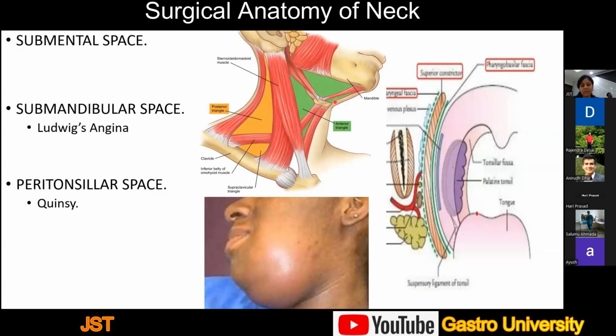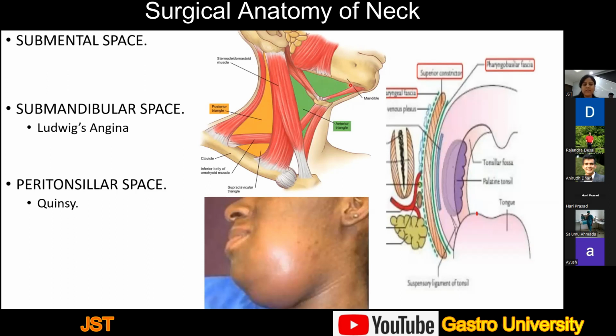So this is the submental space, which is in the submental triangle, which has the mylohyoid as its floor. Now this is the submandibular space. The submandibular space again is in the submandibular triangle. The floor of the submandibular space is in direct communication with the oral cavity. The only structures separating the two are the very thin mucosa of the floor of the mouth and the mylohyoid.